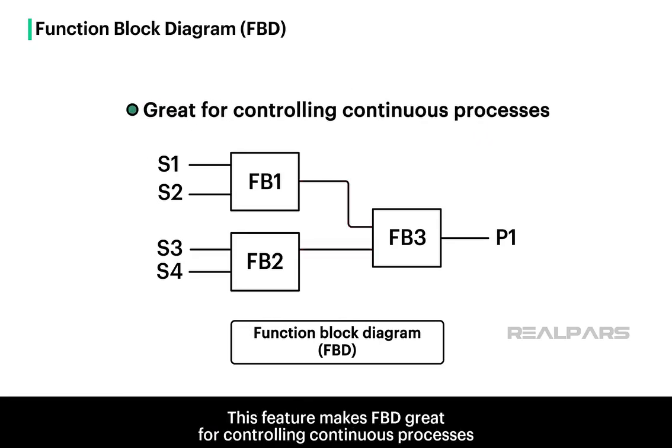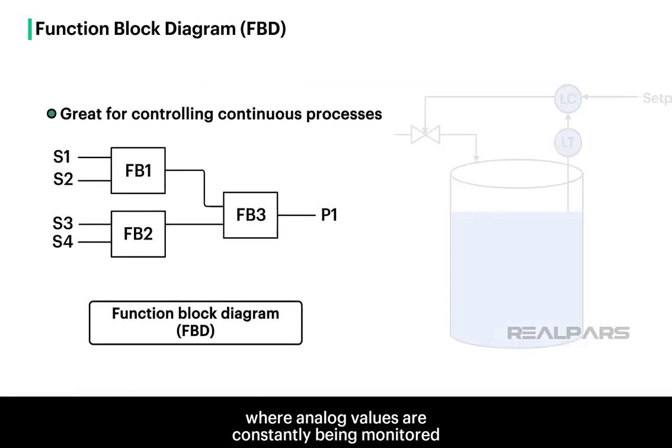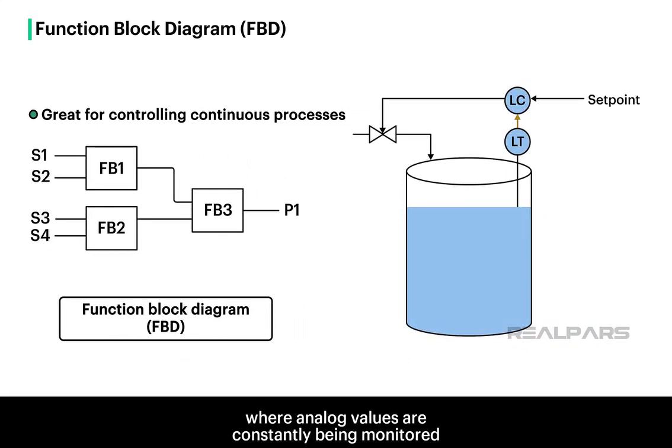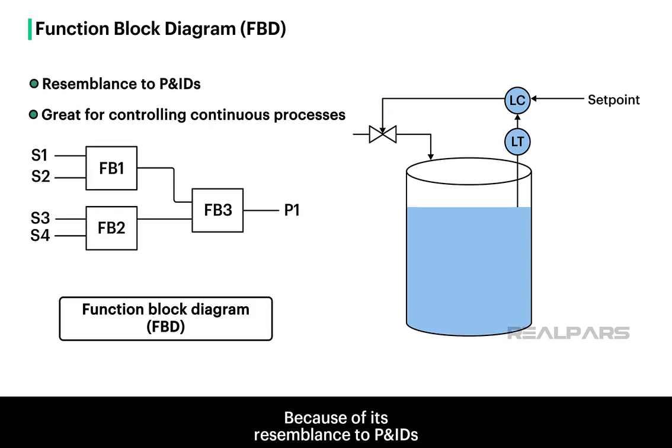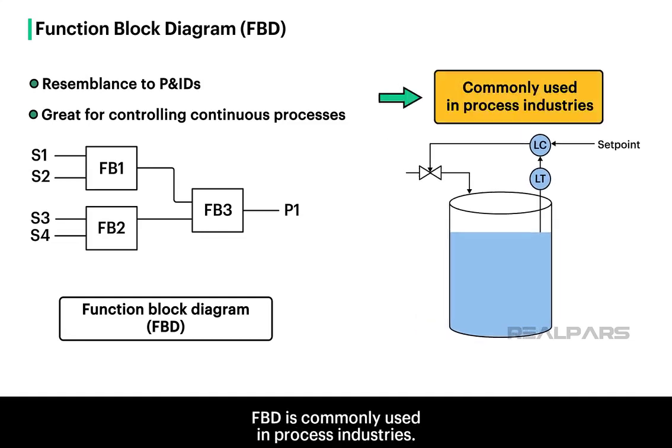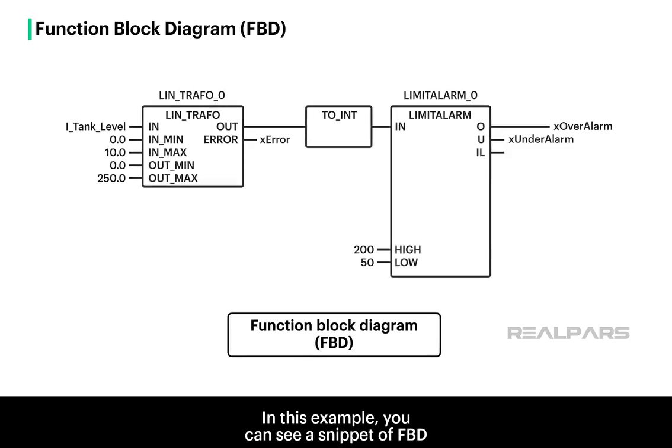This feature makes FBD great for controlling continuous processes where analog values are constantly being monitored and outputs adjusted to keep the value within a range. Because of its resemblance to P&IDs and its ability to easily control continuous processes, FBD is commonly used in process industries.